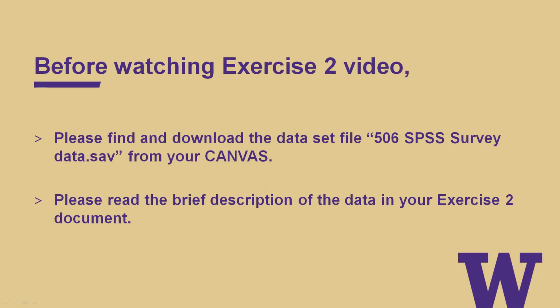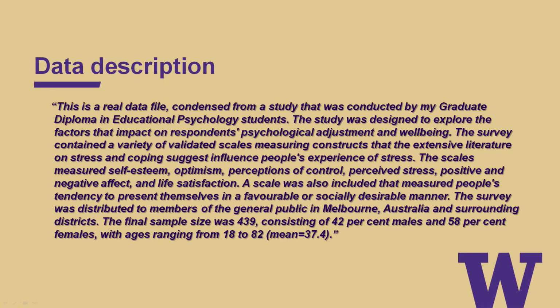Before we open SPSS, please download the data file for this exercise from Canvas. The name of the file is 506 SPSS survey data.sav. After downloading the data file, I suggest you save it in a secure folder so that you can easily locate the data. And if you have extra time, I suggest you read the brief description of the data. Reading a description of a dataset is generally very helpful to get familiar with variables in the data and the overall data structure. So feel free to stop this video for a minute and read the data description.